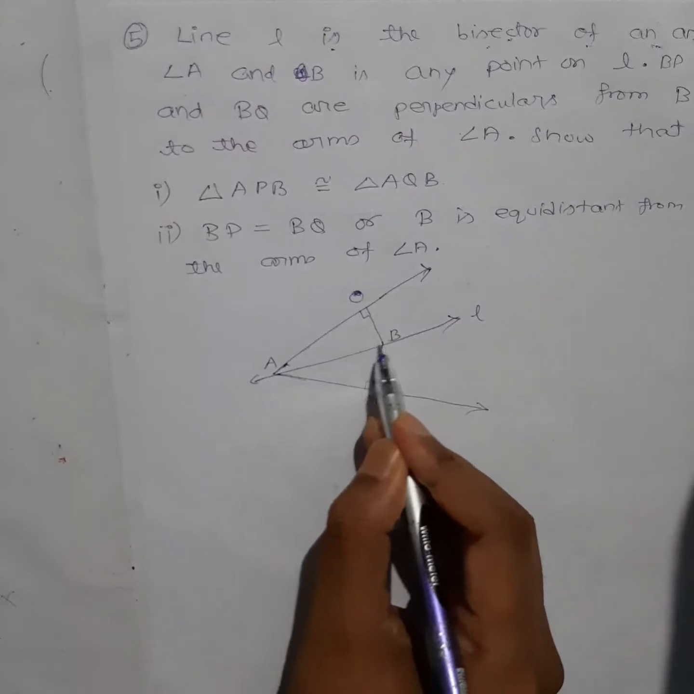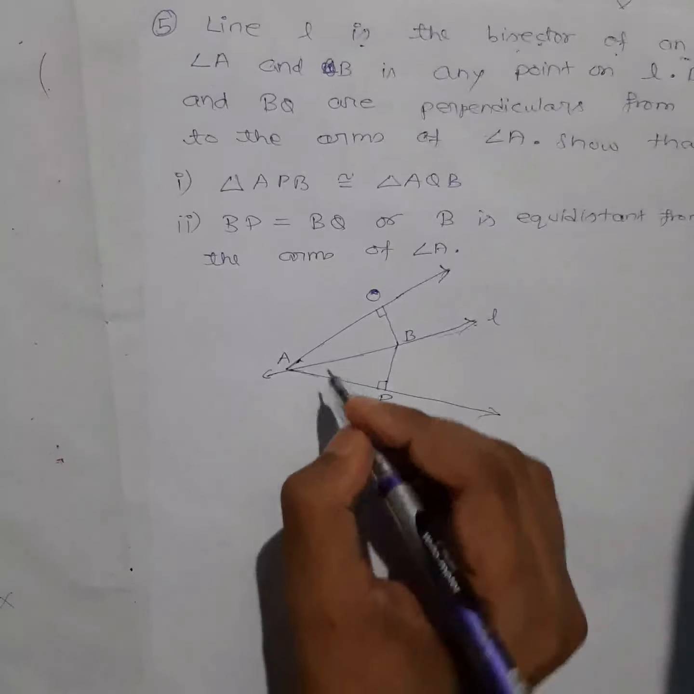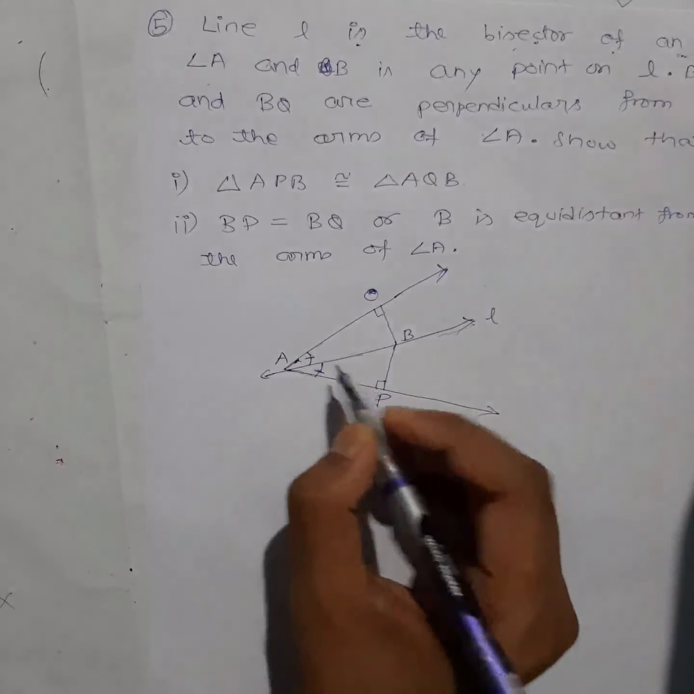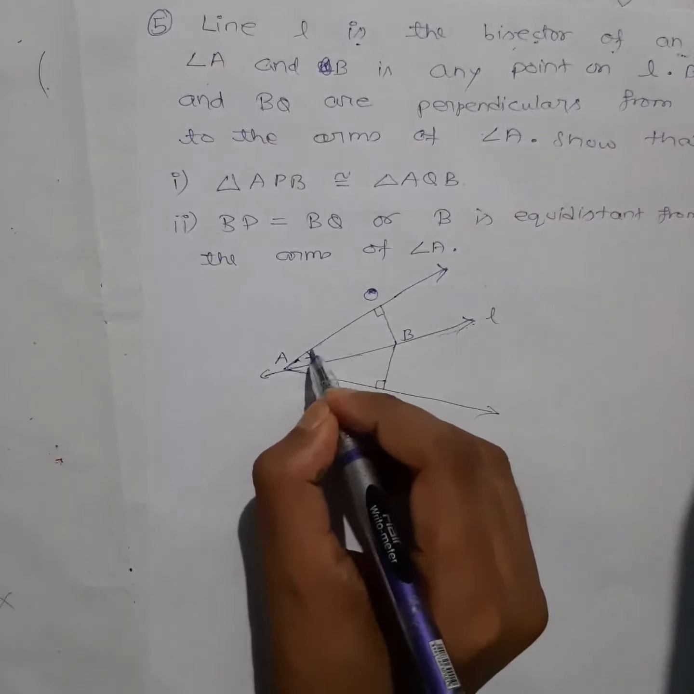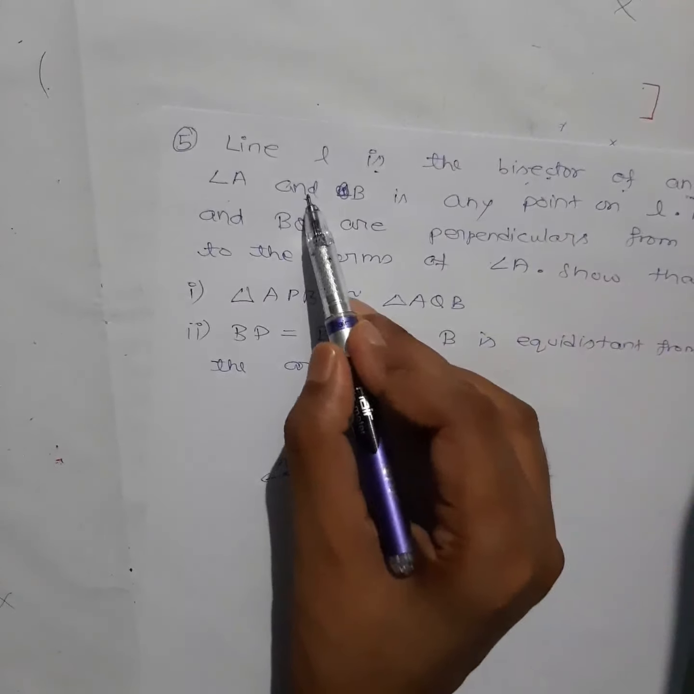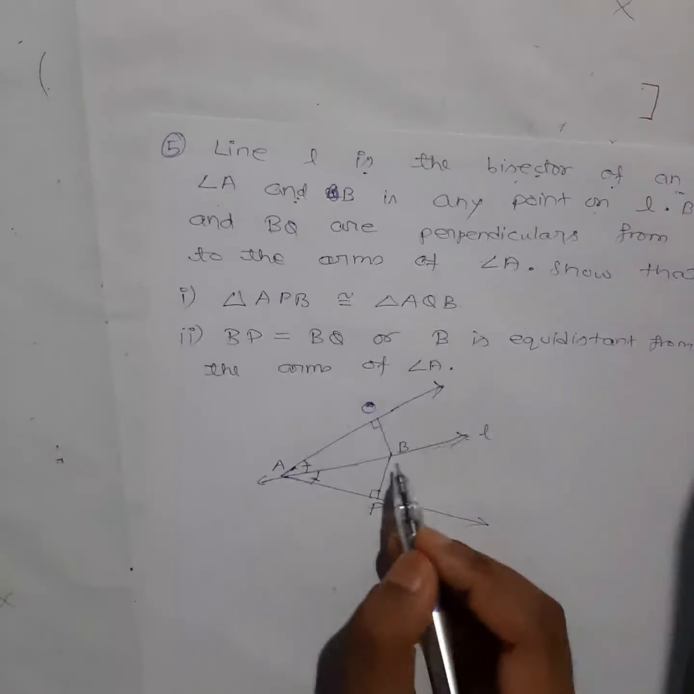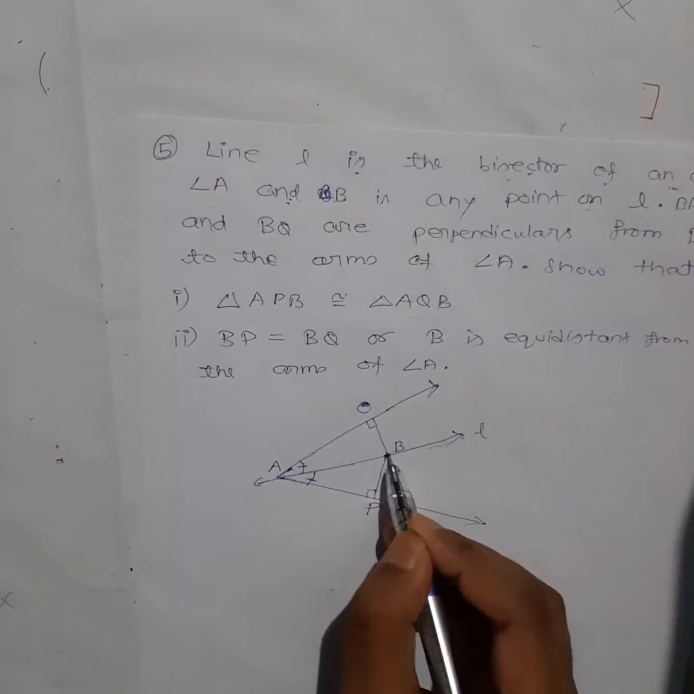So this is L. Can you see this line? This line bisects angle A, which means what? This angle and this angle will be the same. Why? Because this will cut this angle A from the middle. Okay, and what they have said, and B is any point on L. So this is your L and B is any point on L, right?